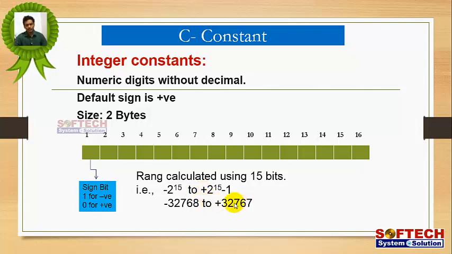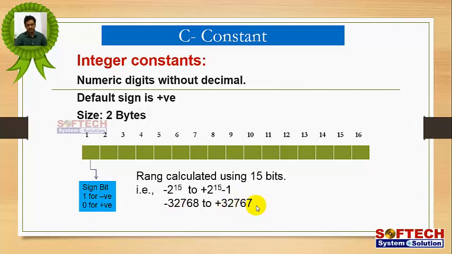If we count the positive side, we include 0. We start from 0. 0 to 32,768, totally 32,768 values. The 0 side is 32,768 and the negative side is 32,768. But it starts with 0, and the negative side ends with minus 1. So in the positive side 0 is included. That's why we subtract one value. So it ends with 32,767.